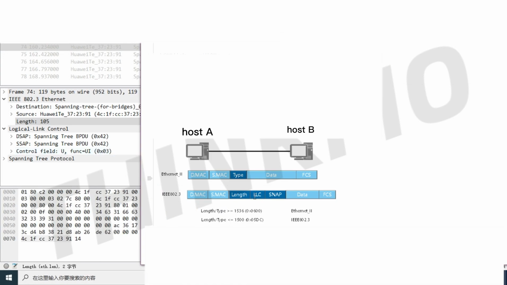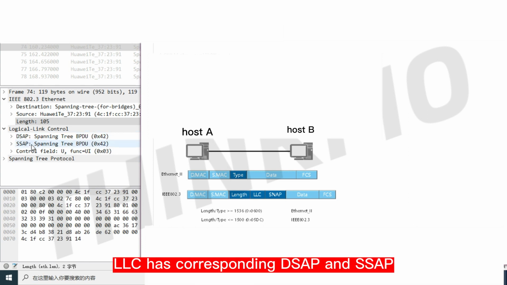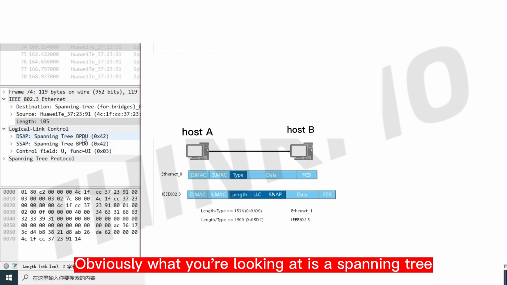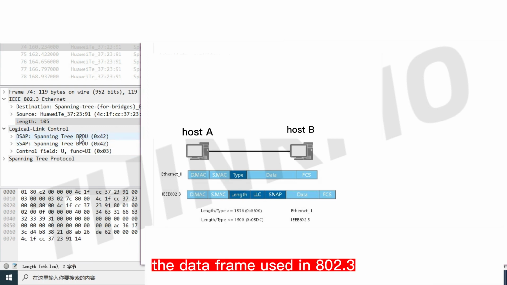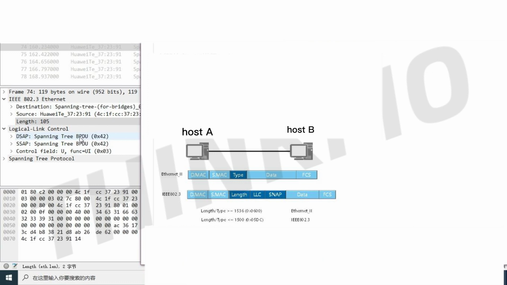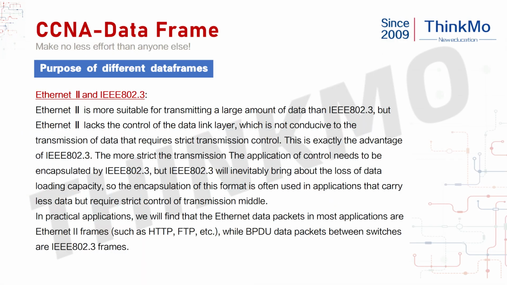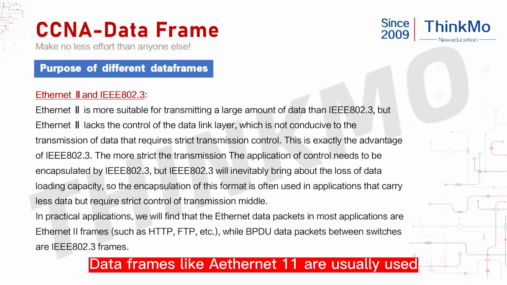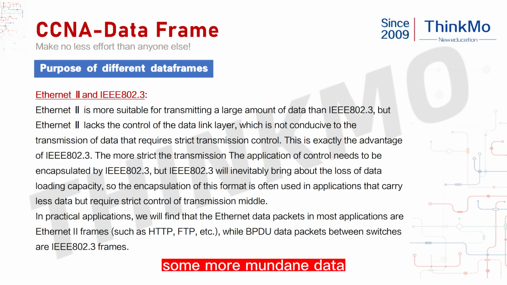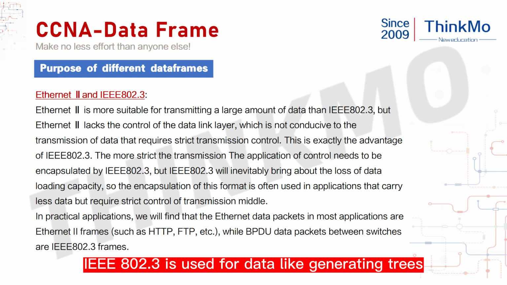Let's compare. Inside 802.3, in addition to length, LLC has the corresponding DSAP and SSAP, which identify what protocol is used. Obviously what you're looking at is a spanning tree. So the spanning tree protocol uses the data frame of 802.3. It's the data part. Then let's talk about the use of different data frames. Data frames like Ethernet II are usually used for more mundane data, and IEEE 802.3 is used for data like spanning tree.